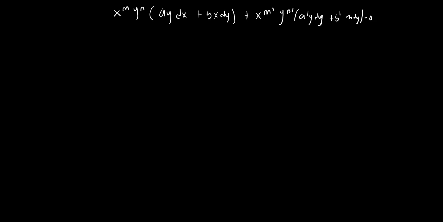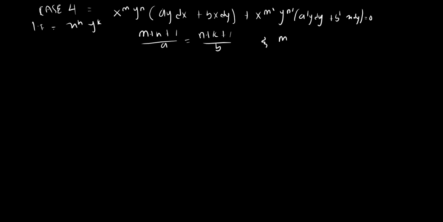When your equation can be expressed in this form, then it is rule 4, or let me say case 4, right? When it can be expressed in this form, it is case 4, and when it's expressed in this form, your integrating factor is going to be x to the power of h, y to the power of k. And you might be wondering, where are h and k coming from? It's coming from this formula here, where you have m plus h plus 1 over a is equal to n plus k plus 1 over b, and m prime plus h plus 1 over a prime is equal to n prime plus k plus 1 over b prime.